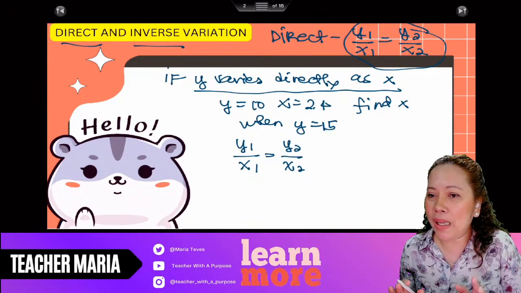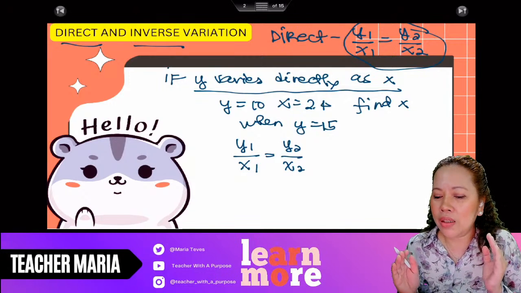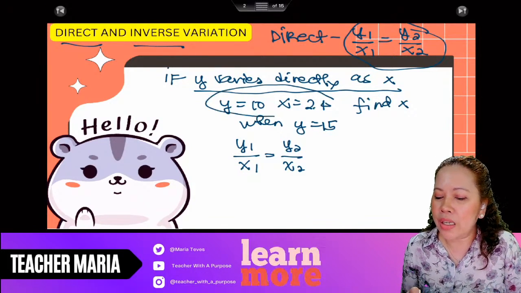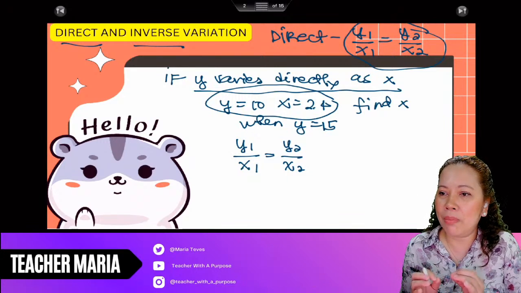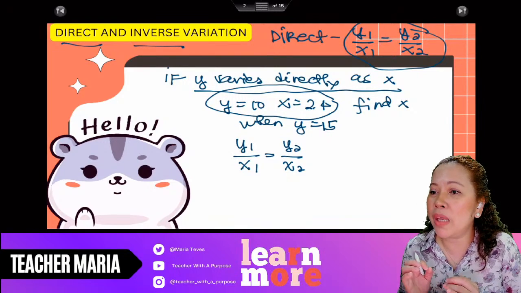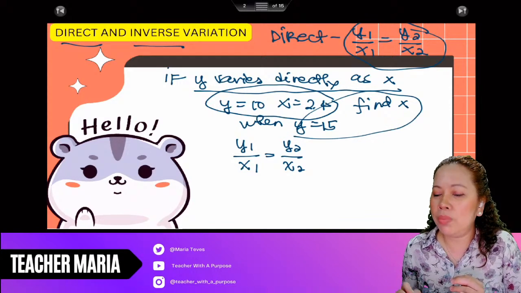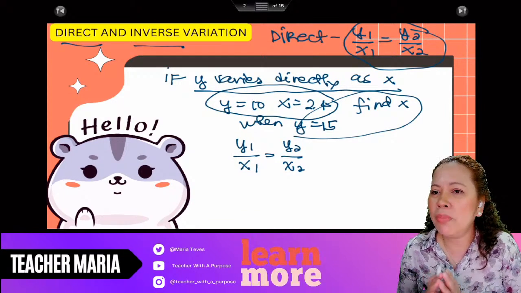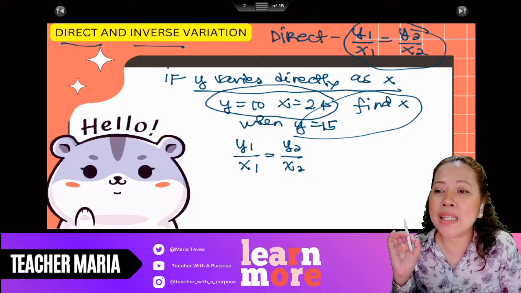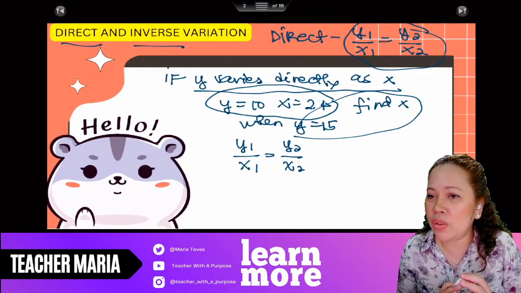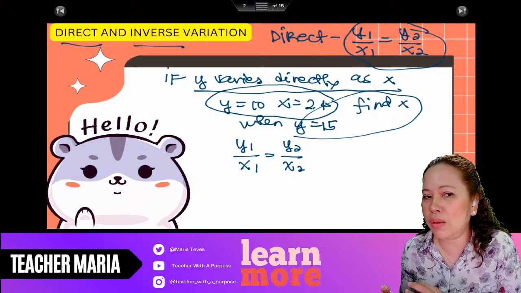The next step is you will rearrange. Okay? Yung first or initial relationship na numbers na ibinigay sa'yo, that will be your y1 and x1. The second will be your y2 and x2. You might ask, Teacher Maria, is it really necessary na dapat y1 yung nauuna tapos y2 yung pangalawa?